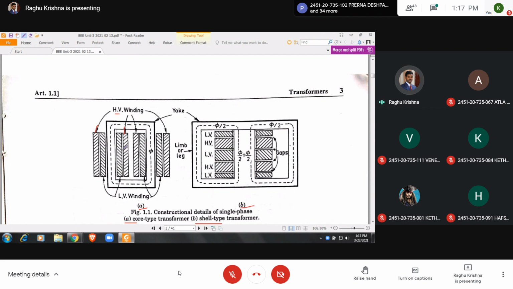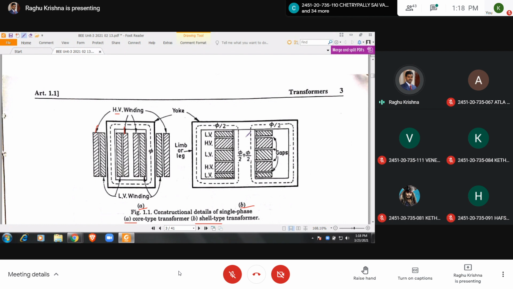So why is LV placed first? It means we can reduce the insulation. Why is half of the winding placed on one leg and the other half on the other leg? It means we are going to reduce the leakage flux. Similarly, this is the core type transformer. This is the shell type transformer.